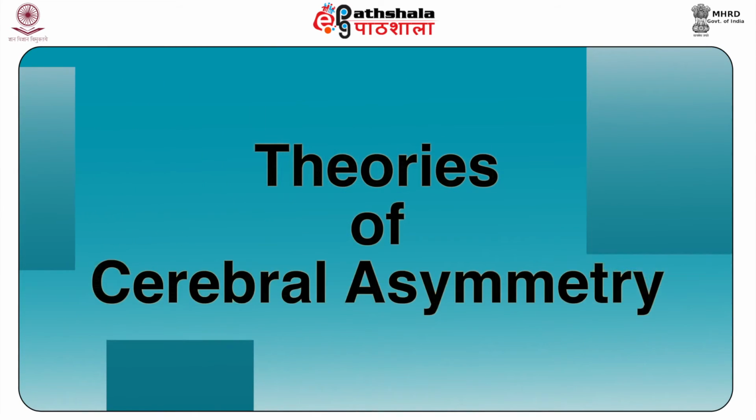Theories of cerebral asymmetry. A number of theories have been proposed to explain the difference between the two hemispheres. They are briefly mentioned. Analytical synthetic theory: this theory proposed that there are two modes of thinking, an analytical mode and a synthetic mode, which have become segregated during the course of evolution in the left and the right hemisphere respectively.